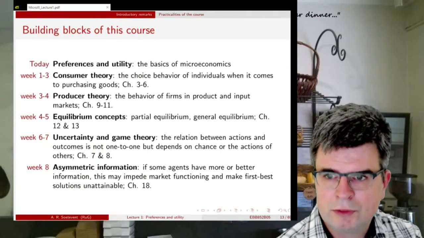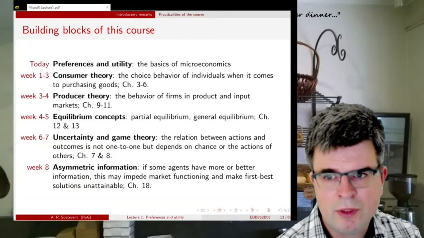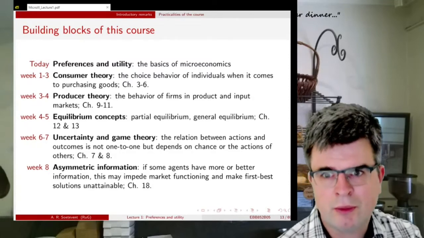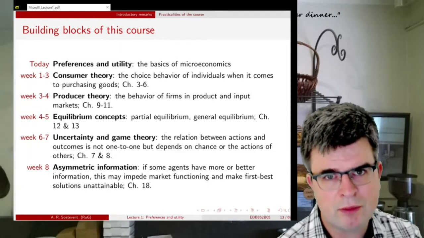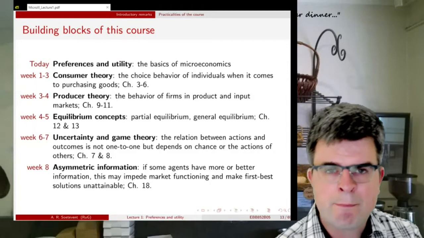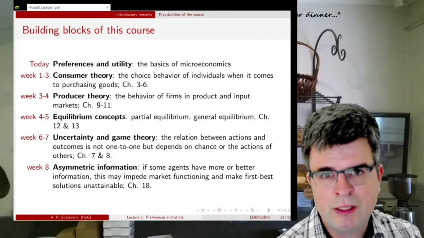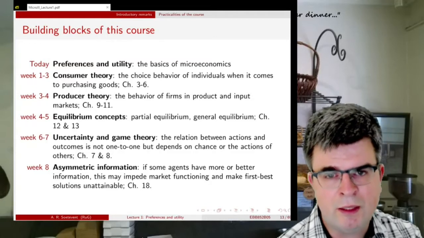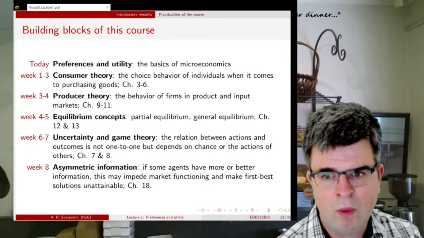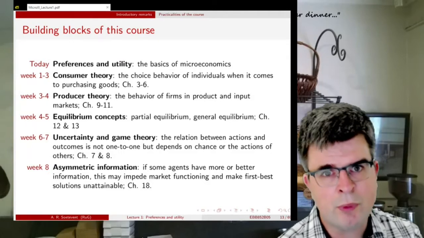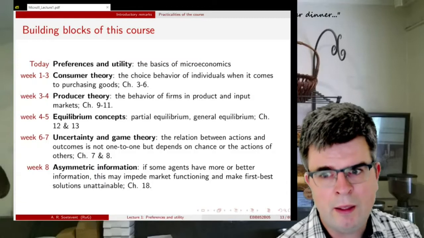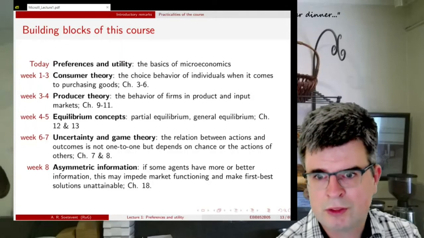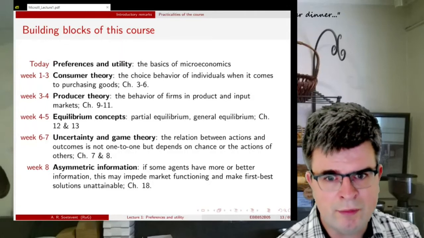Now, what are the building blocks? Today we will talk about preference and utility. The first 3 weeks we will focus very much, like in the first year, on the consumer side and do consumer theory. Then we will switch somewhere halfway week 3 to the supply side and delve into the equilibrium concepts in week 4 and 5. Now, all that in another form you had in your first year course. And as of week 6, we will also introduce new concepts with uncertainty and game theory.